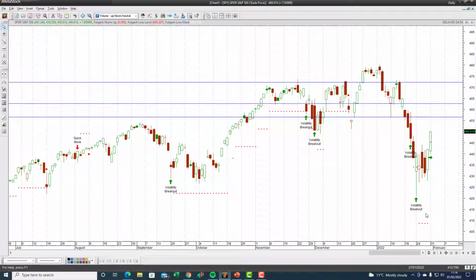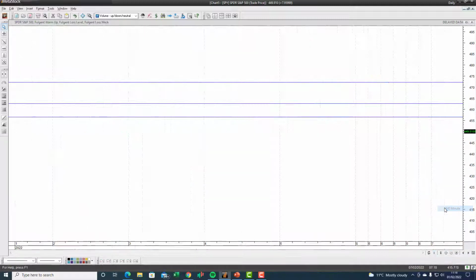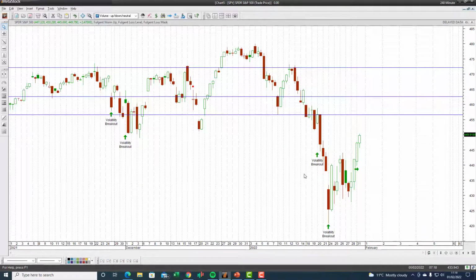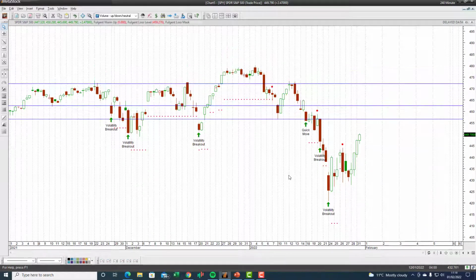I suspect the AI will update it as the market progresses higher. But fantastic trade on the S&P 500 Spider ETF. Let's go and take a look at the 4-hour chart. Using the end of day AI, we see if it's intelligent enough to identify some trades on the 4-hour basis.